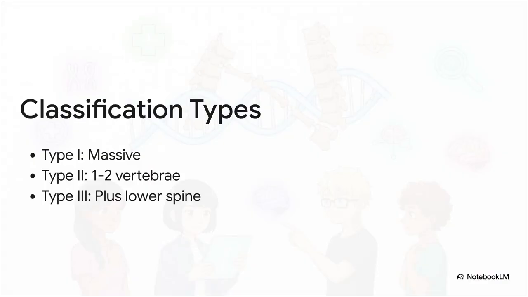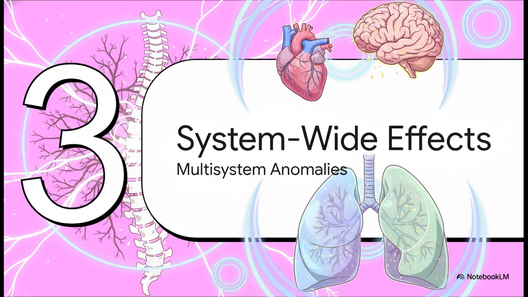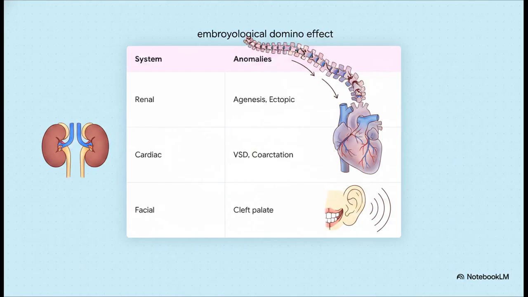Just to round out this skeletal picture, here's a great extra point for your notes: the KFS classification system. It categorizes the severity of these block vertebrae. Type 1 is a massive cervical fusion across many segments. Type 2 is much more localized, usually just fusion of 1 or 2 vertebrae. And Type 3 is the most extensive, featuring cervical fusion combined with fusion further down the spine, in the thoracic or lumbar regions. Let's move into part 3, system-wide domino effects. Let's see how this all builds.